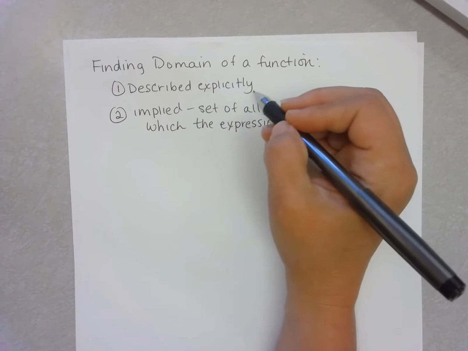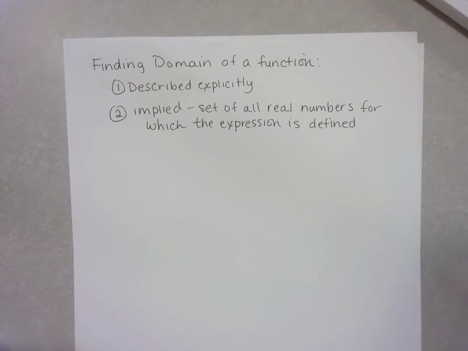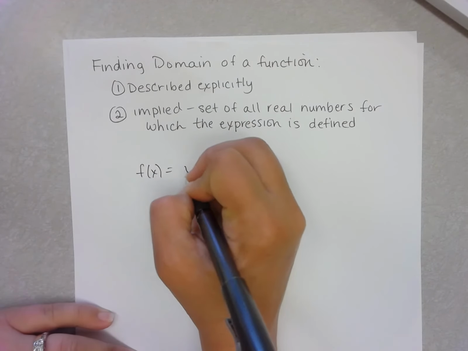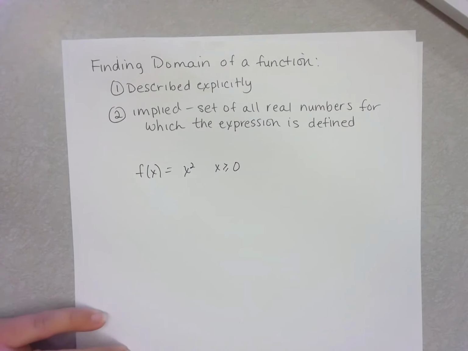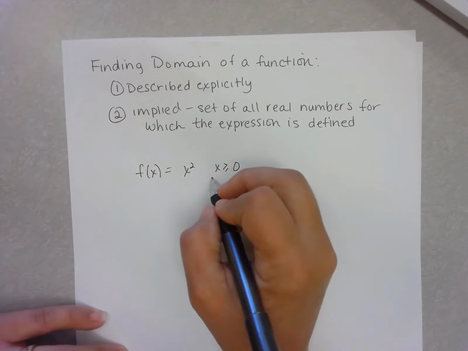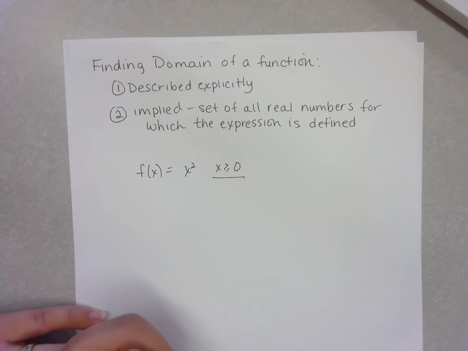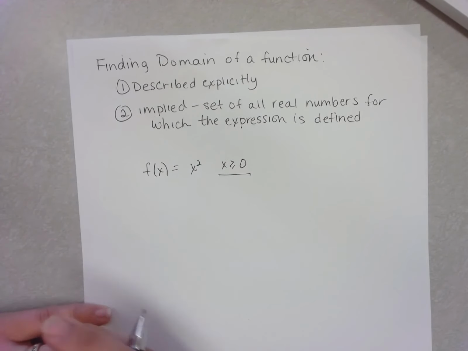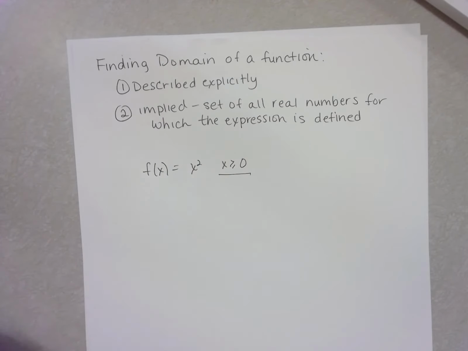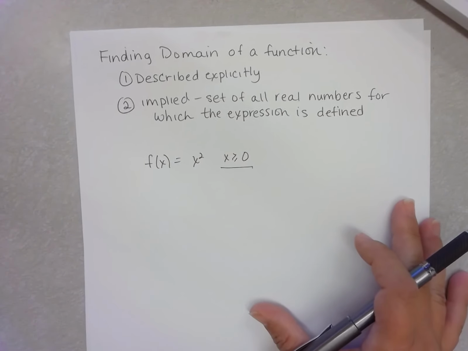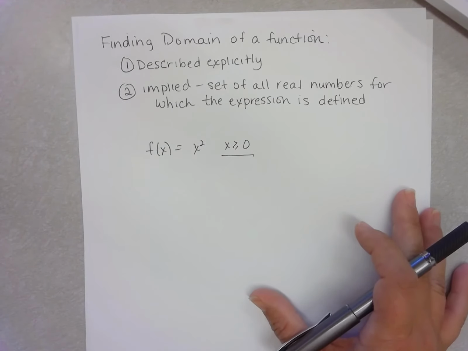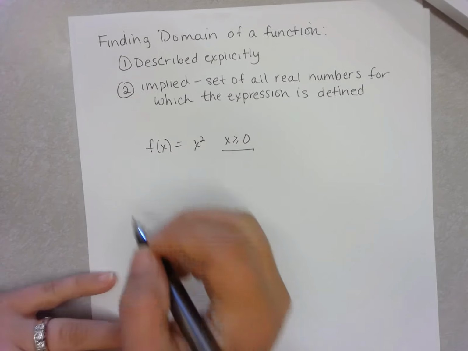Okay, so first of all, it can be described explicitly. Maybe you have f of x equals x squared and they only want you to use x greater than or equal to 0. This is an example of the domain being explicitly defined. Somebody wrote down the function and said, you can only use these x values. Okay? Now, a lot of times what we find is the domain is implied. When it's implied, we have to know what real numbers we can use for which our expression is defined. So there are some things that we're looking for that cause domain restrictions.